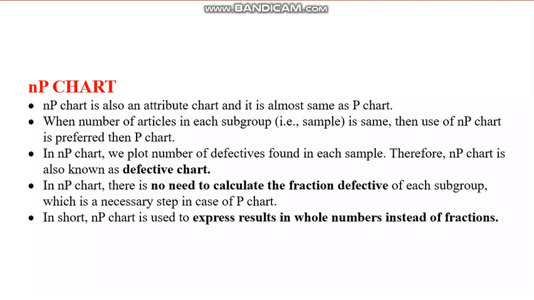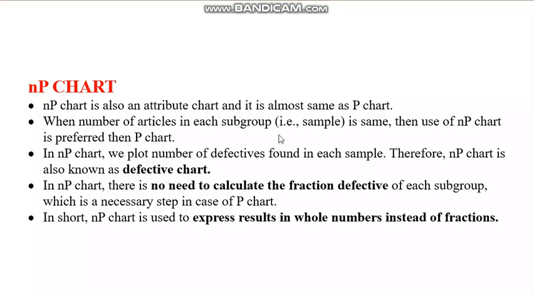But suppose the sample size is different, that means the number of articles in the subgroup is different. That means in the first sample you have taken 5 articles, in the second sample you have taken 6, and then in the third you have taken 4. That this is varying like that. So in that case you use P chart.